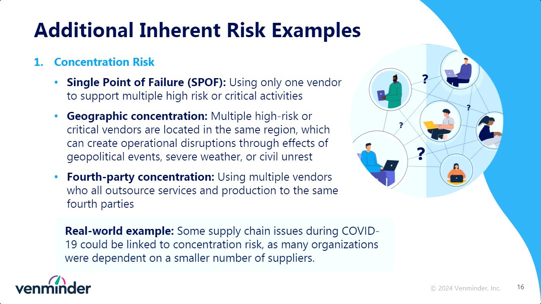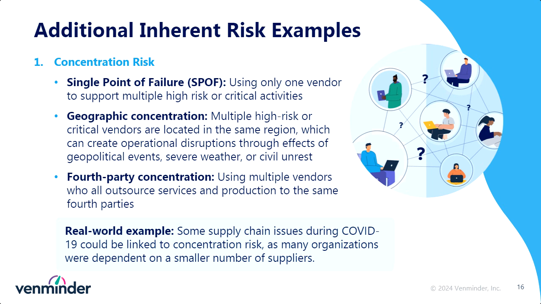Now I want to focus on some additional types of inherent risk, which might not be as well known as the others. Starting with concentration risk, the first example is single point of failure, which means that you have just one vendor who's supporting multiple high-risk or critical activities. As you can imagine, if that one vendor suffered an outage or failure, that means that each of those high-risk or critical activities would be impacted.